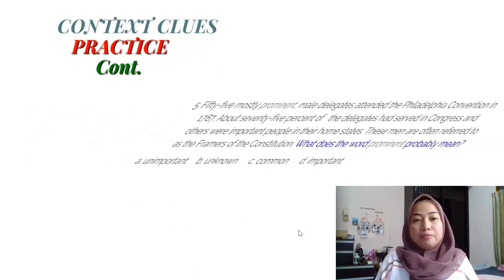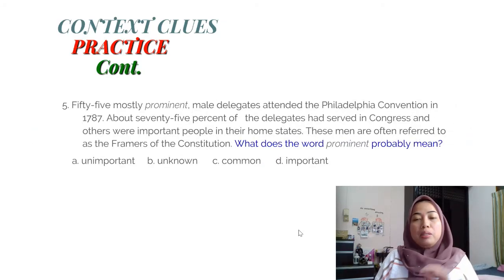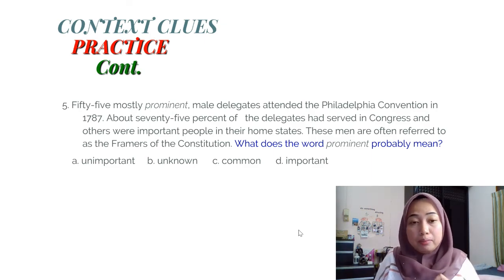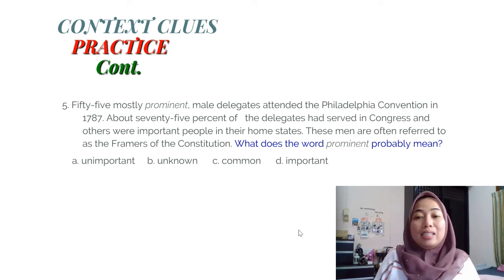Question 5. 55 mostly prominent male delegates attended the Philadelphia Convention in 1787. About 75% of the delegates had served in the Congress, and others were important people in their home states. These men are often referred to as the framers of the Constitution. What does the word prominent probably mean? Is it A, unimportant, B, unknown, C, common, and D, important?